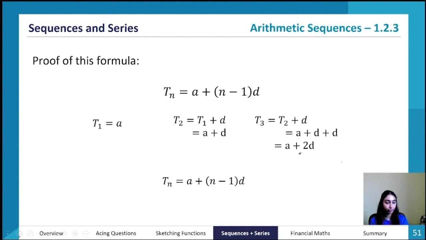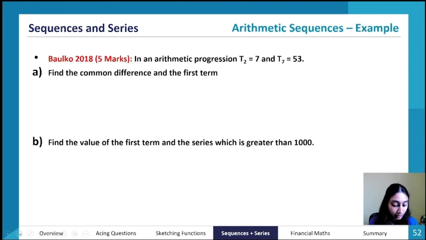So if we know that A is T1, then T2 will be T1 plus whatever the common difference is. So A plus D. T3 will be T2 plus D again. So A plus D plus D. So A plus 2D, which if you just keep going until whatever n, you'll still be boiled down to the same formula. Tn is equal to A plus n minus 1 times D. Okay, so that's also on your formula sheet, by the way. With this in mind, let's try this question.